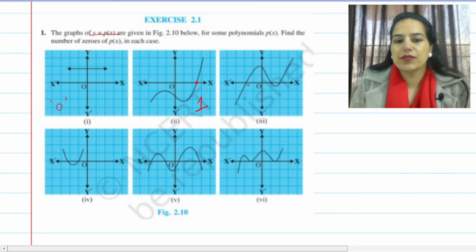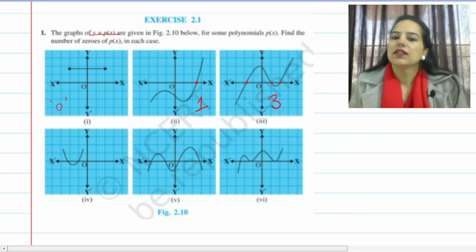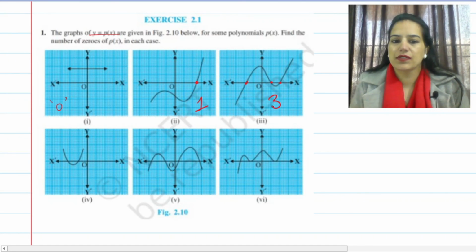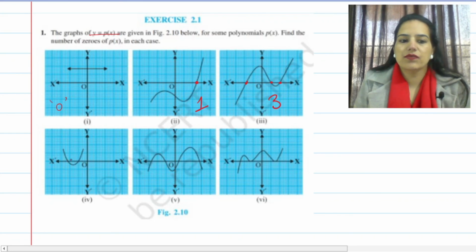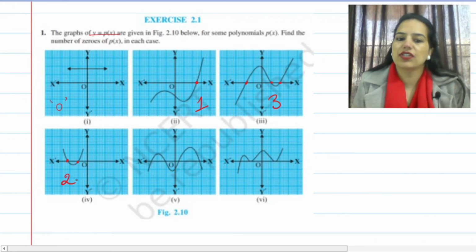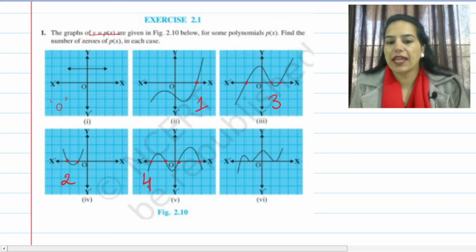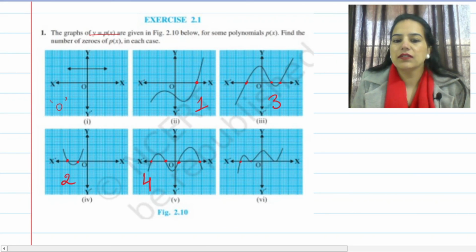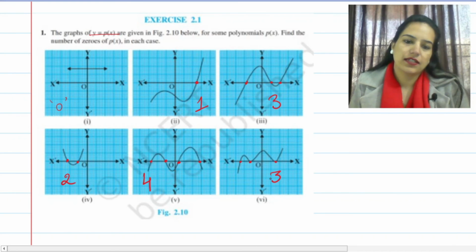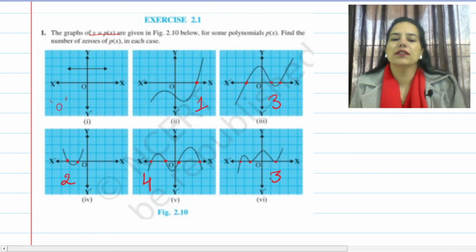Then here if you see, this is 1, 2 and 3. It is touching the x-axis 3 times. So there are 3 zeros. Then here if you see, this is 1 and 2. It is 2 times touching the x-axis. Then 1, 2, 3, 4. 4 times it is touching the x-axis. And here 1, 2 and 3. 3 times it is touching the x-axis. So this is how you find the number of zeros by looking at the graph.